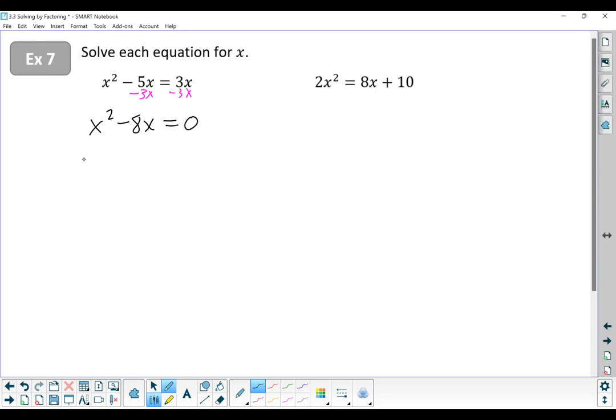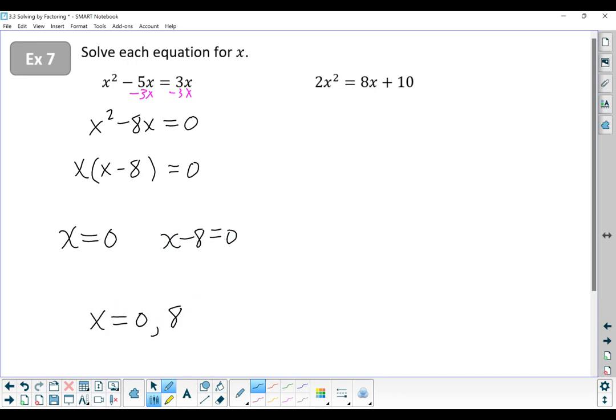The only thing these two terms have in common is an x. If we factor the x out, we have x minus 8. It's a degree 2 equation, so we have 2 solutions. We have x equals 0, and we have x minus 8 equals 0. So our 2 answers are 0 and positive 8. And that positive 8 comes from adding the 8 right there.